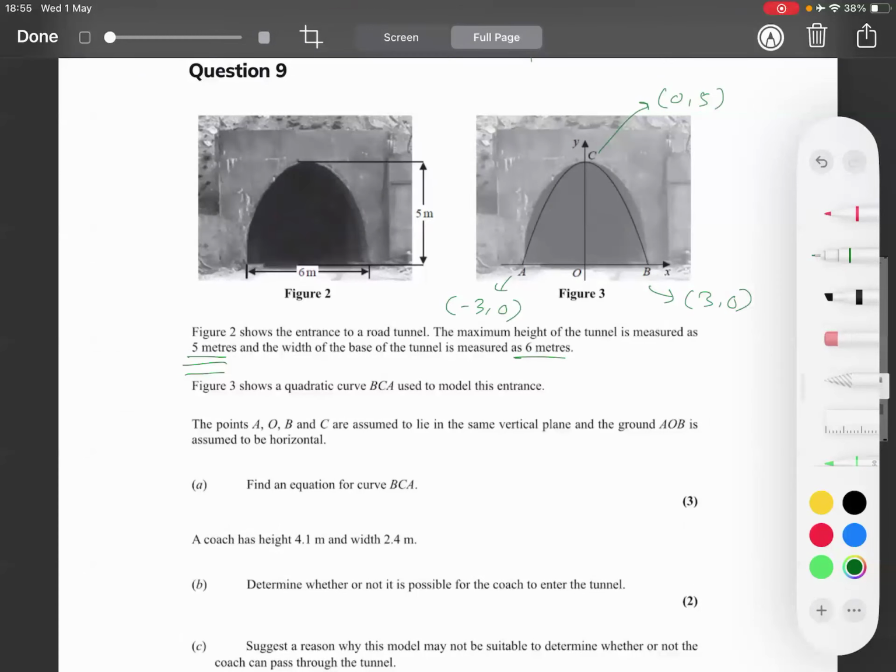Okay. So then what method do you want to use? What are the 2 options? 2 forms of a quadratic? Completed the square or factorize. So let's just always use factorize if we can. Okay. So what do we get if we had this factorized?